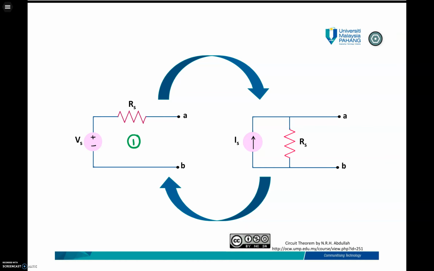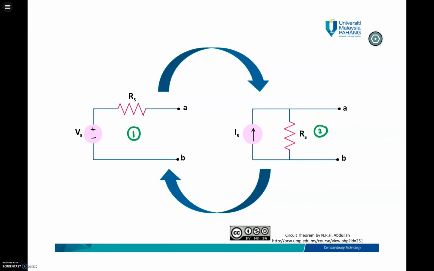This circuit consists of a voltage source in series with the Rs, and then you want to transform it to the current source, the circuit number 2, in which the current source is in parallel with the Rs. And then you can also transform the current source circuit to the voltage source circuit. What is the equation that relates to the source transformation?